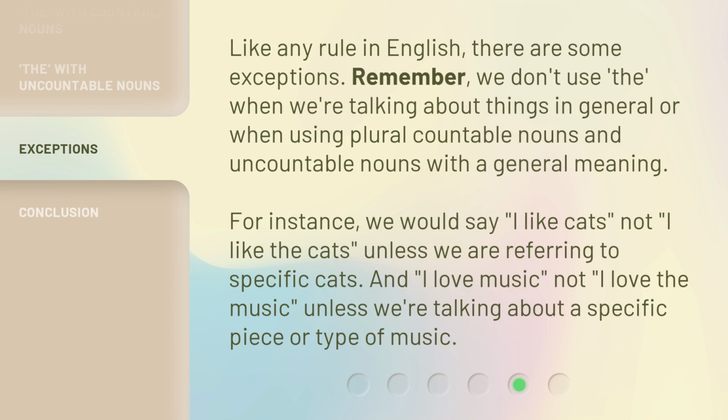Like any rule in English, there are some exceptions. Remember, we don't use the when we're talking about things in general, or when using plural countable nouns and uncountable nouns with a general meaning. For instance, we would say, "I like cats," not "I like the cats," unless we are referring to specific cats. And "I love music," not "I love the music," unless we're talking about a specific piece or type of music.